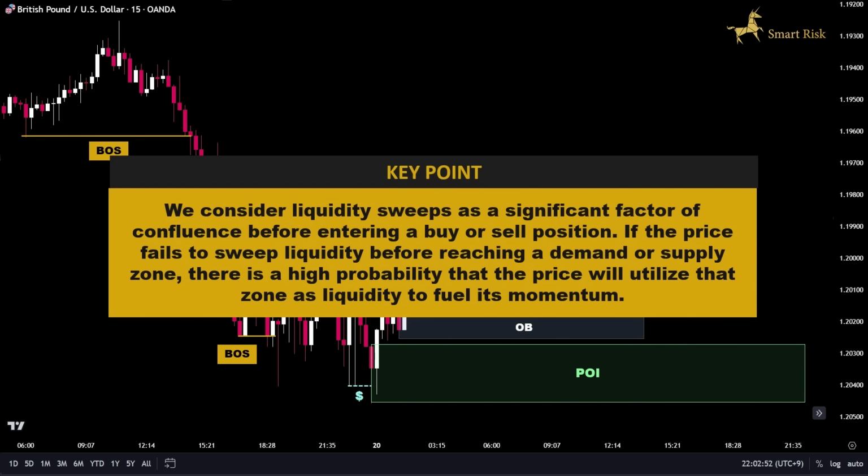We consider liquidity sweeps as a significant factor of confluence before entering a buy or sell position. The concept behind this is that the market requires liquidity to sustain its movement. If the price fails to sweep liquidity before reaching a demand or supply zone, there's a high probability that the price will utilize that zone as liquidity to fuel its momentum.